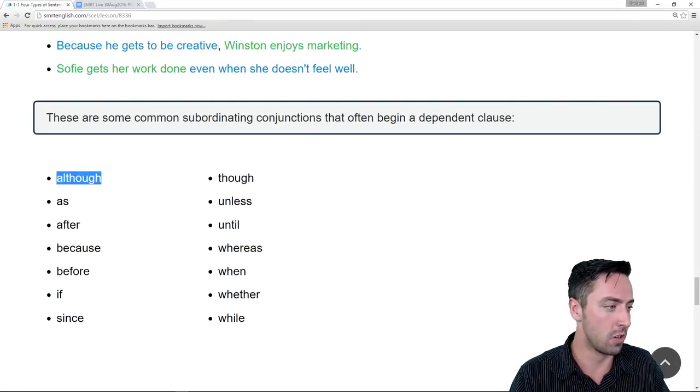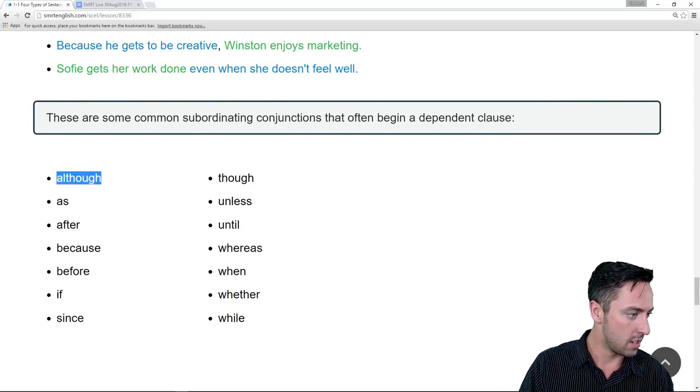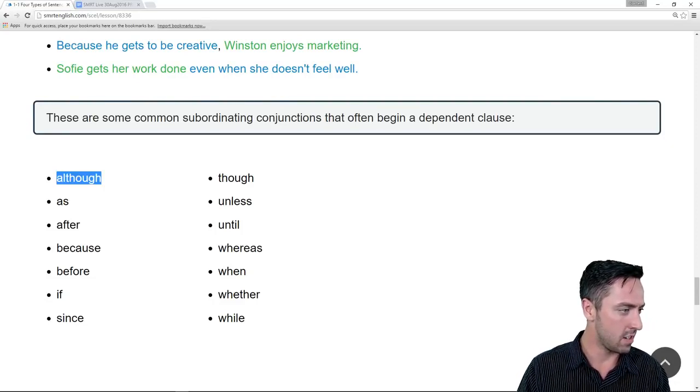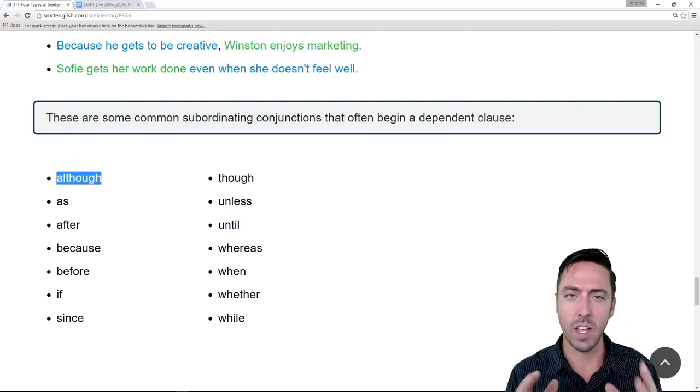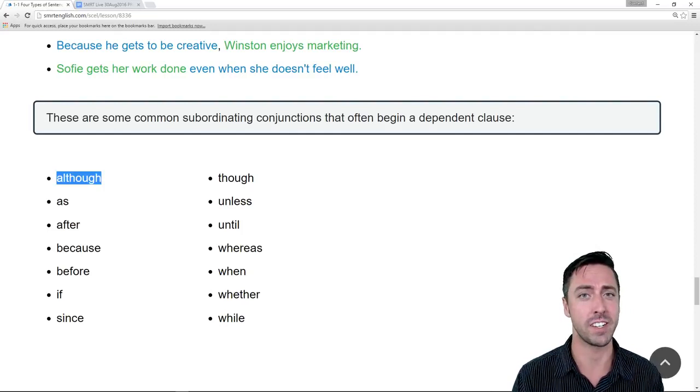Although. Now, earlier in the chat, someone was asking about although, and I'm trying to see, was that Anita, did you ask about although? Someone asked about although, and I said we'd get to it. Well, we're there. We're getting to although.